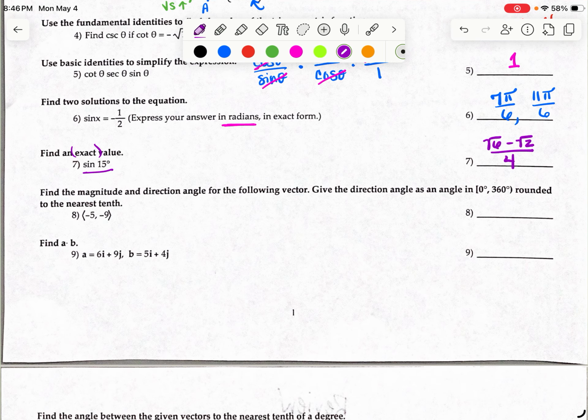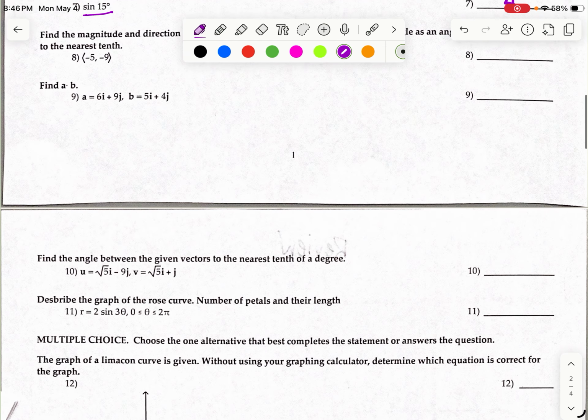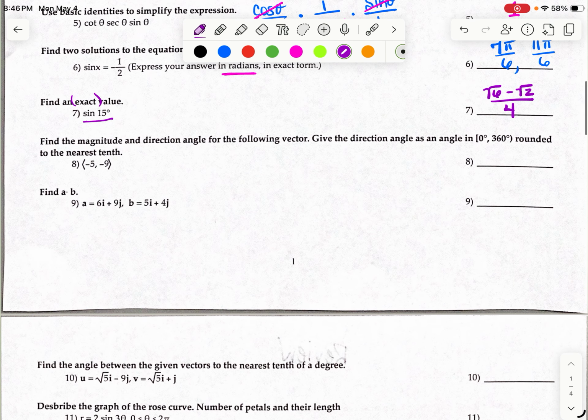Okay, part number 2, the part we did today, Monday. This one was the vectors and the polar stuff and the conic sections. So number 8, you're finding the magnitude and the direction angle. Oh man, I turned my calculator off. Let me turn that back on. Kind of need that. There we go.